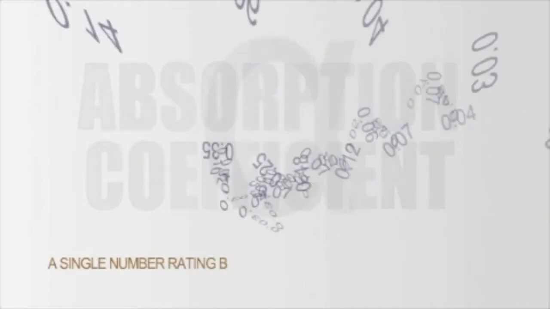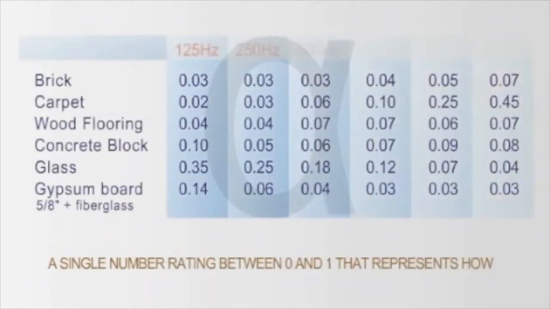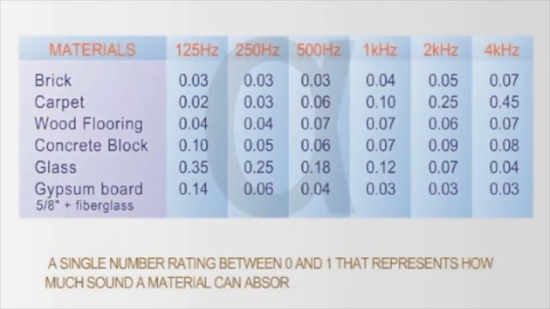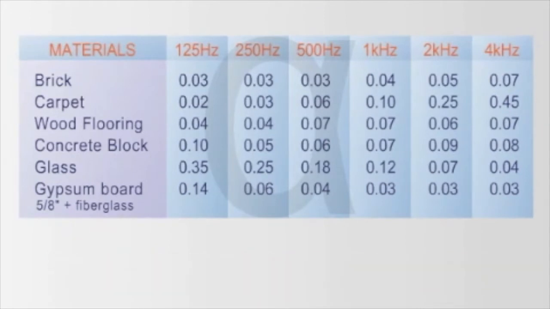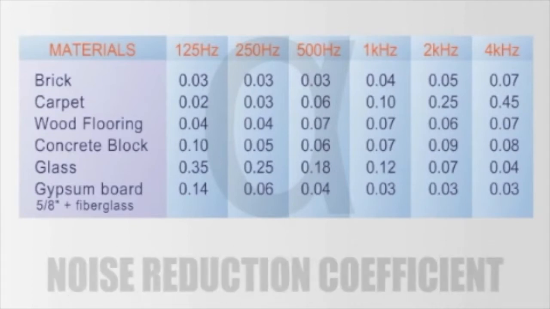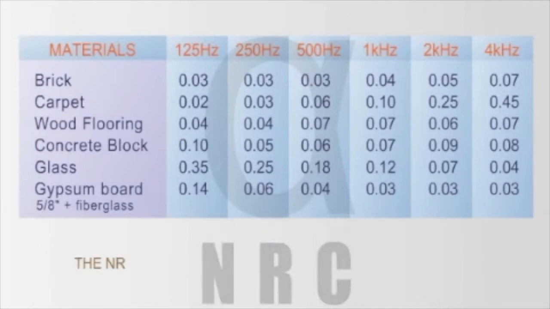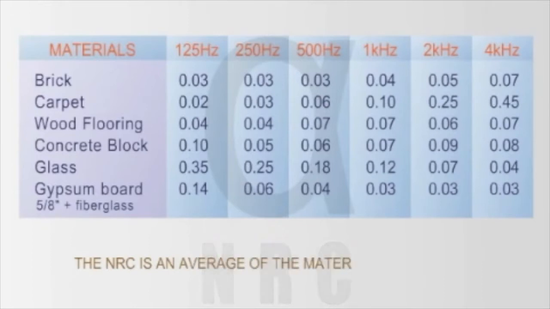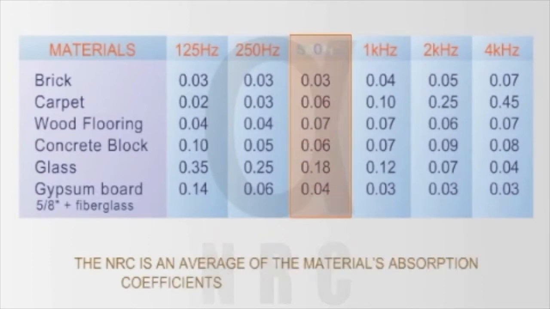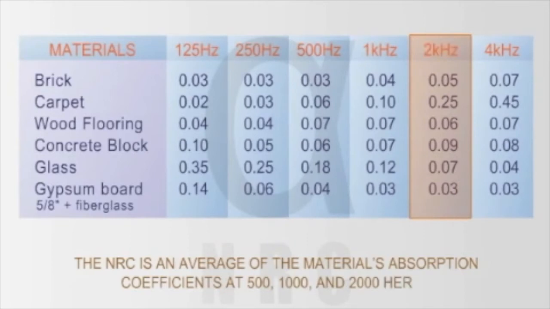The absorption coefficient is a single number rating between 0 and 1 that represents how much sound a material can absorb at a particular frequency. The amount of absorption a material has is commonly referred to as its noise reduction coefficient, or NRC. The NRC is an average of the material's absorption coefficients at 500, 1000, and 2000 Hz. Keep this in mind as it does not fully represent the absorptive nature at low and high frequencies.